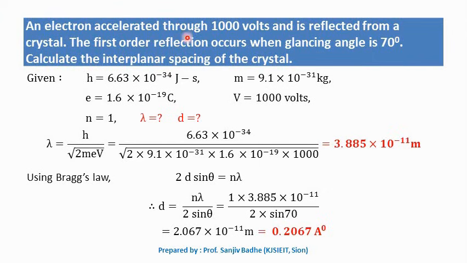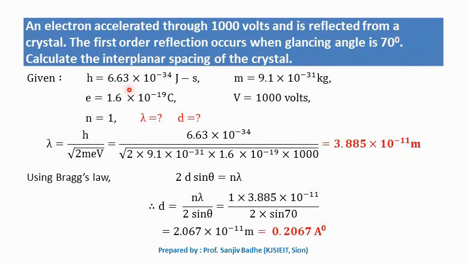An electron is accelerated through 1000 volts and is reflected from a crystal. The first order reflection occurs when the glancing angle is 70 degrees. Calculate the interplanar spacing of the crystal. So this is a problem based on the Davisson-Germer experiment.